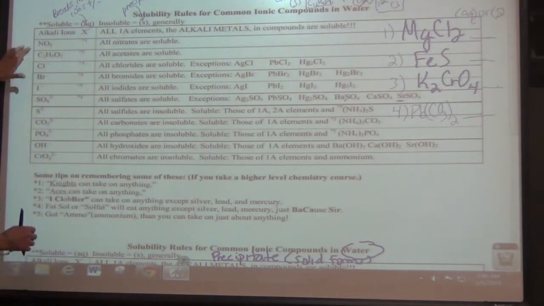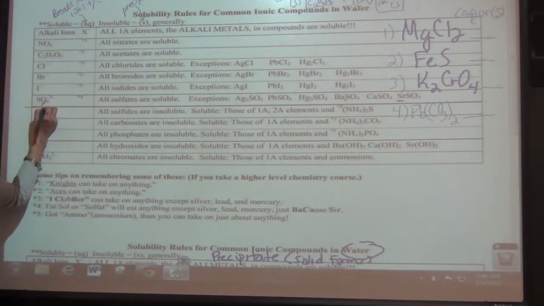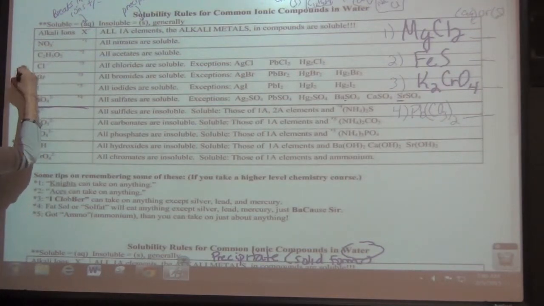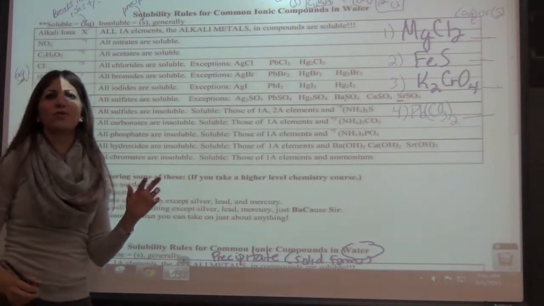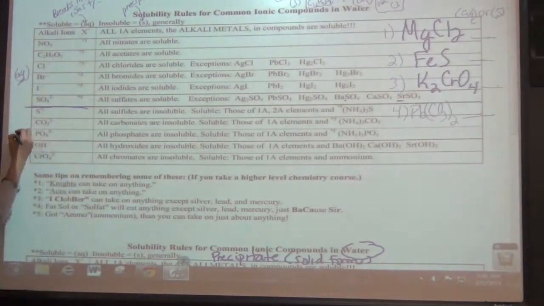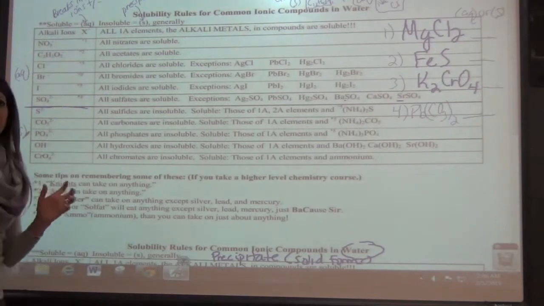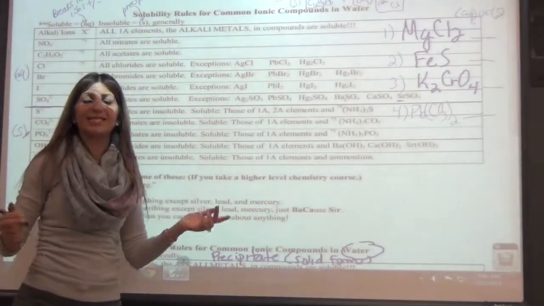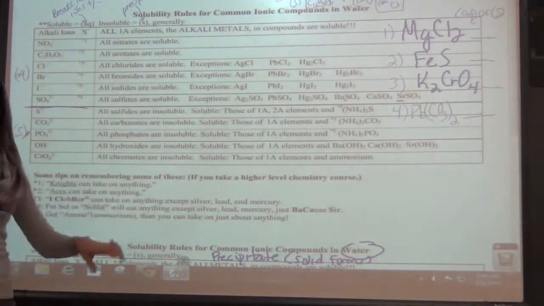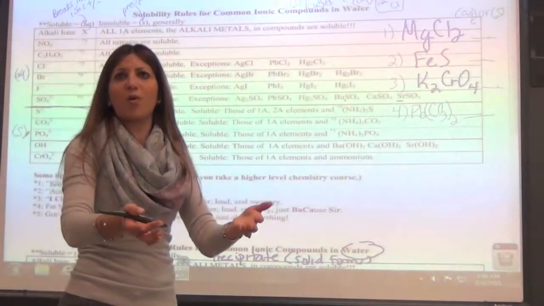So at the top here, everything above this bolded line is aqueous. Those are the ones that break up into ions and dissolve. The ones below are all going to be precipitates, meaning that they would be solids if you put them in water. So what this chart is basically telling us is what happens when you put this stuff in water.